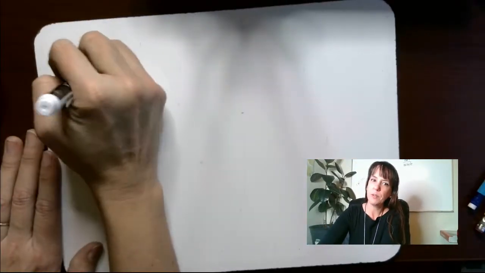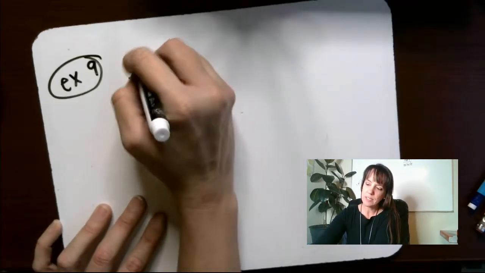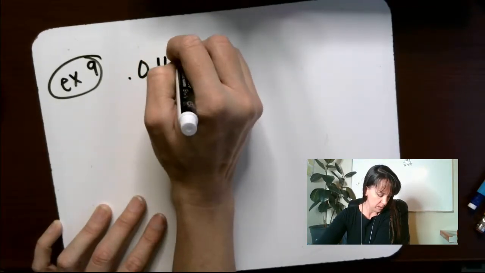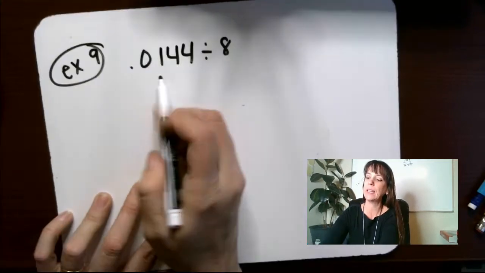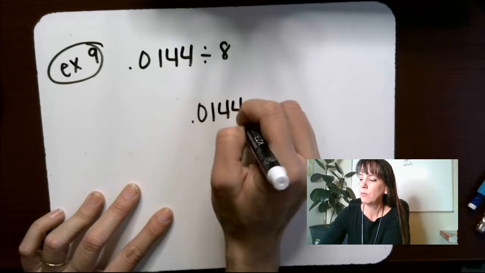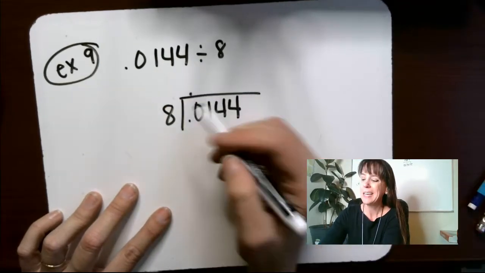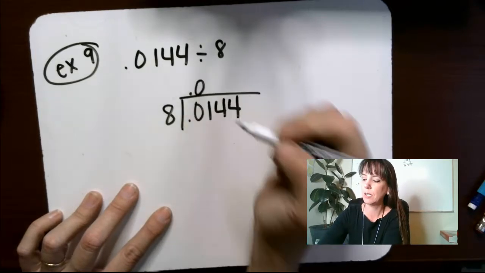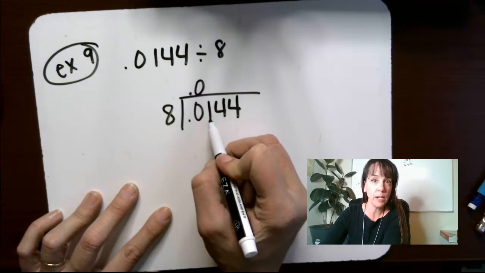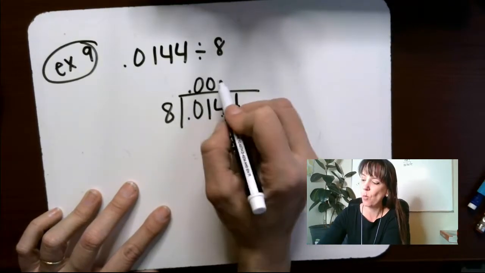Let's talk about example number 9. Divide 0.0144 divided by 8. Again, this comes in the front, so it's going to go underneath our table. 0.0144, and then we divide this by 8. We bring our decimal up here. Does 8 go into 0? No, so 0. Does 8 go into 1? No, so 0. Does 8 go into 14? Yes, it does, 1 time.